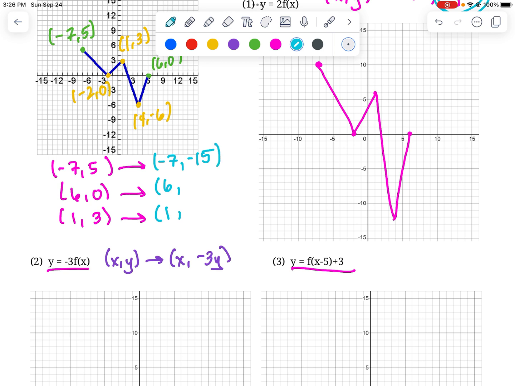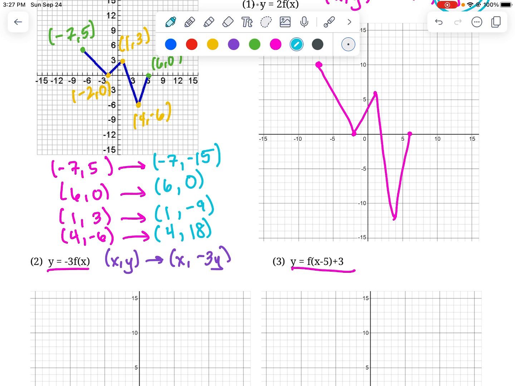And then we're going to take our y coordinates and multiply by -3. So 5 times -3 is -15. 0 times -3 is still 0. Oh, that's right. The things on the axis are going to stay, right? Still the same deal. 1, 3 is going to be 1, -9. We could take that other point that isn't on the x-axis and say, well, that's going to be 4, -6 times -3, which will actually be +18.